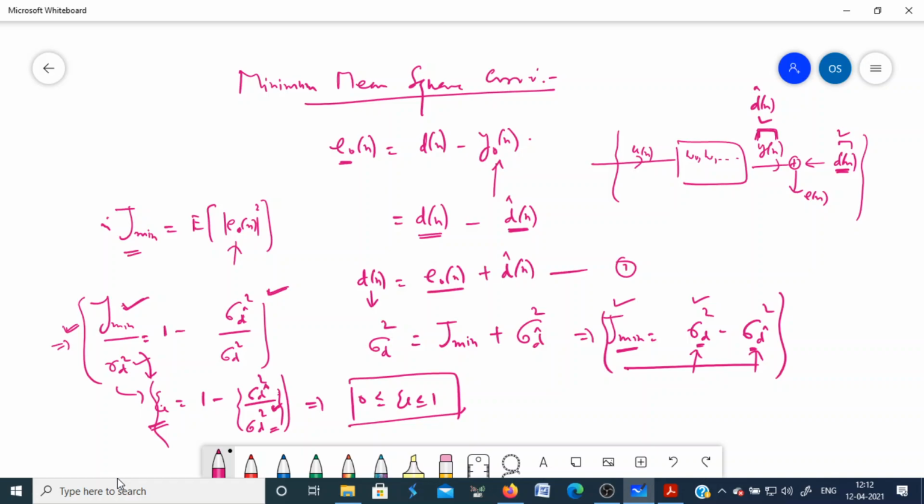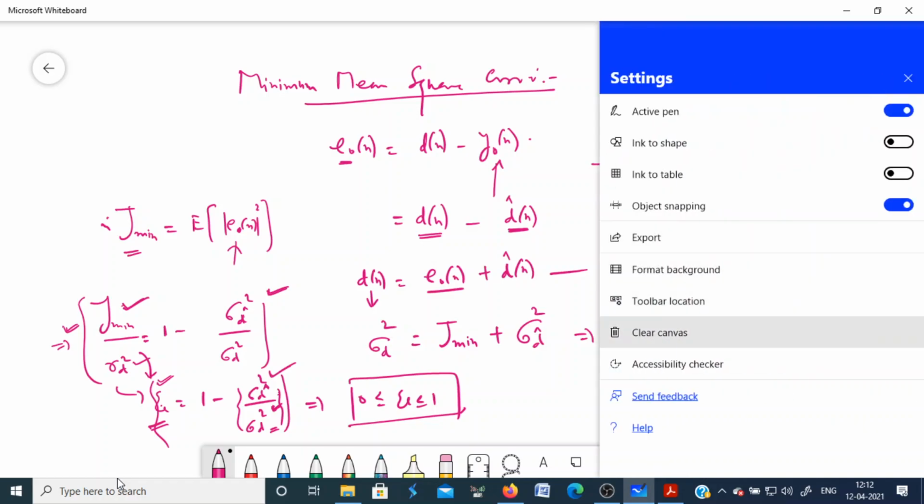And the worst case is that if this is 0, it means your epsilon is 1. So there is no match between the desired response and the estimate of the desired response. Otherwise its value will lie between 0 and 1. So the closer it is to 0, the better is the design of the Wiener filter, because in the ideal case this should be 0. Then you can evaluate this mean square error in another form, like suppose.